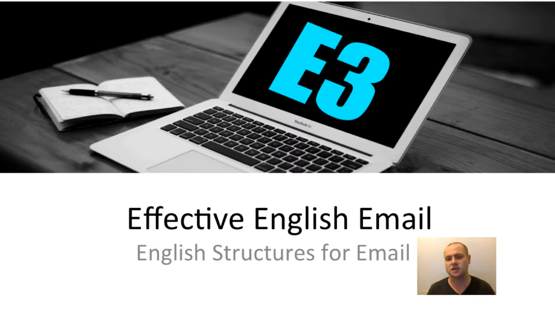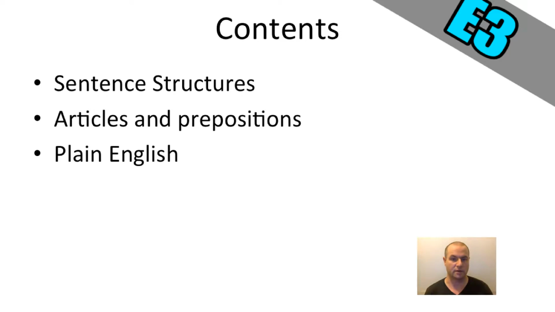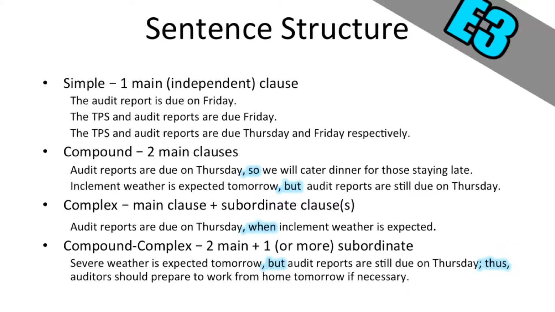So now we're going to actually get into the nuts and bolts of the actual English that you're going to use in email. The topics that we're going to talk about: sentence structures, articles and prepositions. These are the two things that give people the most difficulty around English. I'm going to give you a pretty simple guideline for articles, and I'm going to give you a tool that's going to help you never have a mistake with a preposition again if you use it regularly. And then we're going to talk a little bit just about using plain English in email and how important that is. Okay, so let's jump into sentence structures.